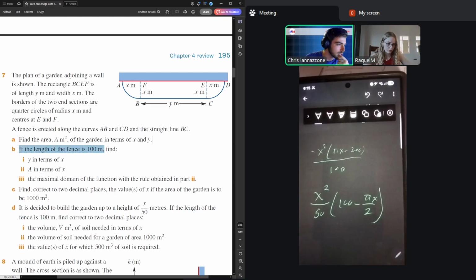Oh wait, no, that's why. It's because we had a length of the fence over here that we had to use. And so yeah, okay, just confirming it's the same thing.